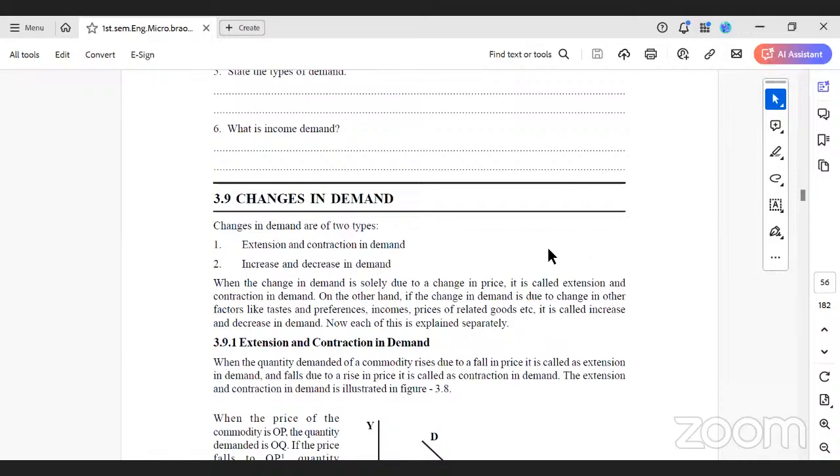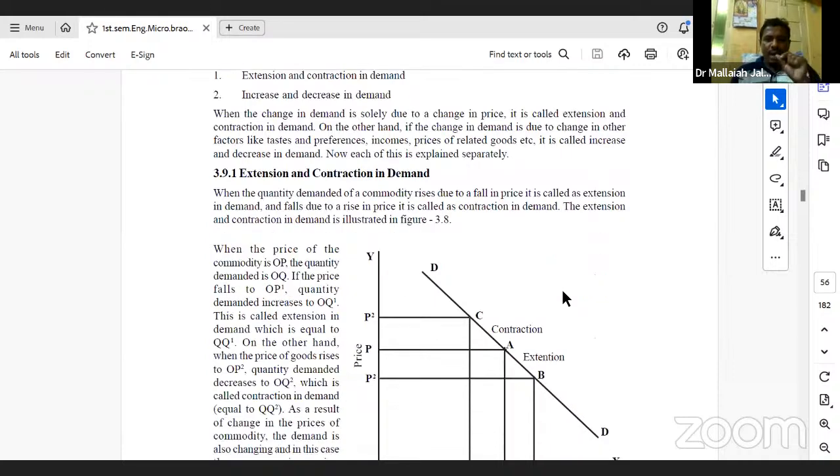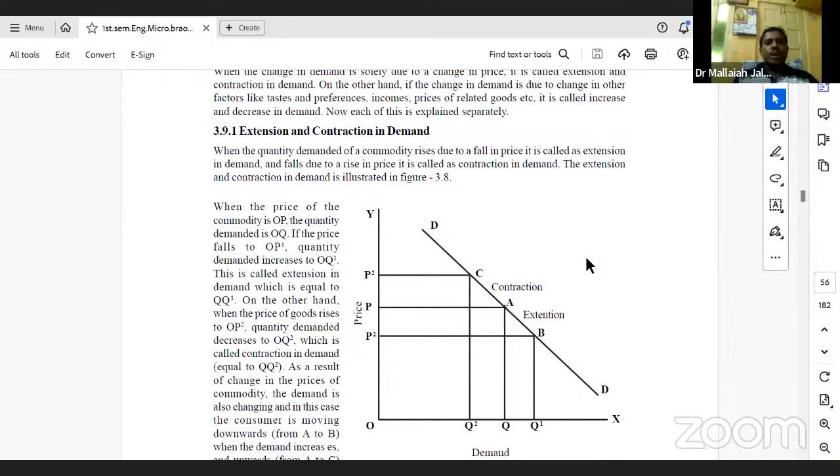Then another topic is changes in the demand. There are two types of changes: expansion and contraction in the demand, and the other one is increase and decrease in the demand. There is a small differentiation you have to observe. When the quantity demanded of a particular commodity rises due to a fall in the price, it is called extension of demand. What is extension, what is contraction? Simply, I'm explaining to you.